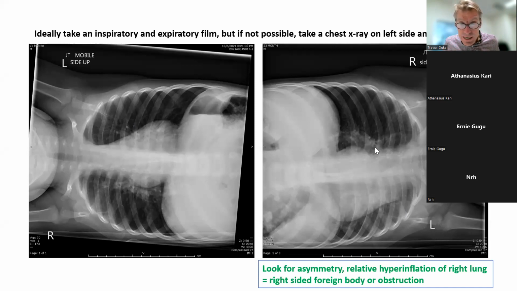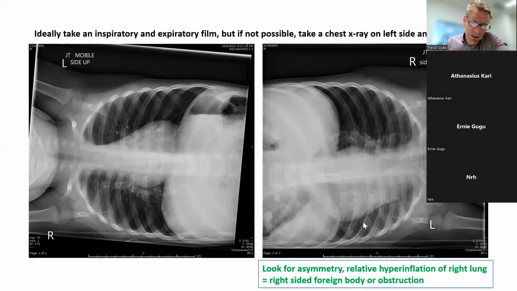But the child breathed out, and the right lung looks so much larger and so much more translucent. That's a sign that there could be a foreign body down the right main bronchus, or some obstruction to the right main bronchus. It could be TB lymph nodes, for example, obstructing the right main bronchus, leading to what we call differential inflation of the lungs. That is, one side is more over-distended than the other side.